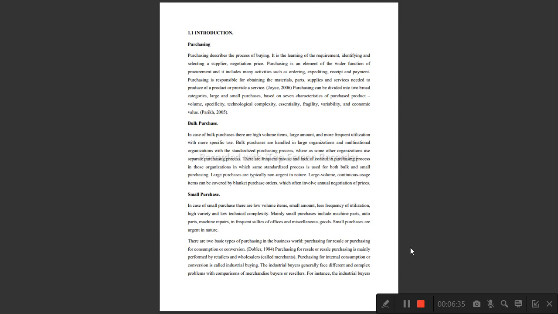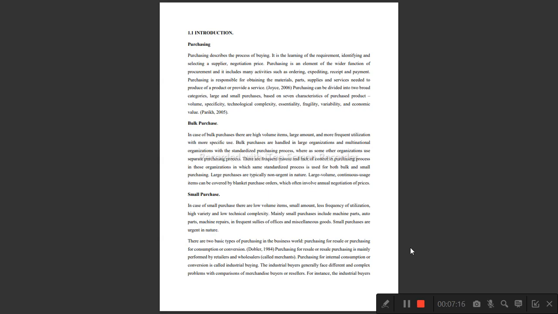So these seven characteristics include the volume, which simply is the quantity, or the amount of goods and services or resources that you are trying to buy. Then apart from that, specificity. You have to specify specifically what it is that you want to buy. Maybe it might be of a larger size, maybe it might be of a smaller size. So this can also help determine whether your purchase is falling under either small purchases or large purchases.